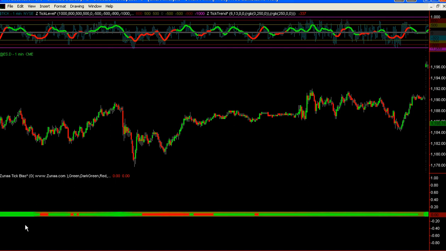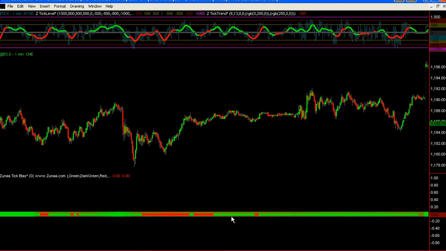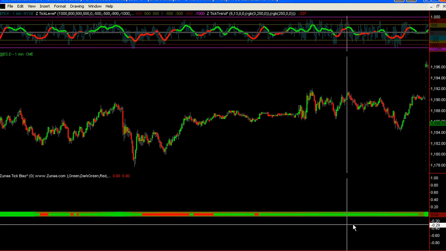Now, if you look at the indicator below, you see how it's red at one point, then green, then red, then green, then red again, red, green, and on.